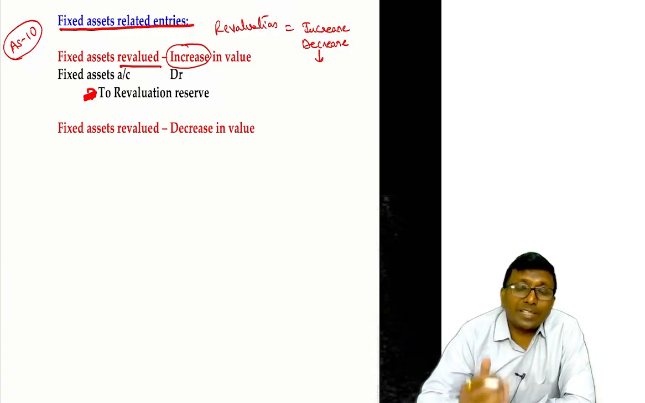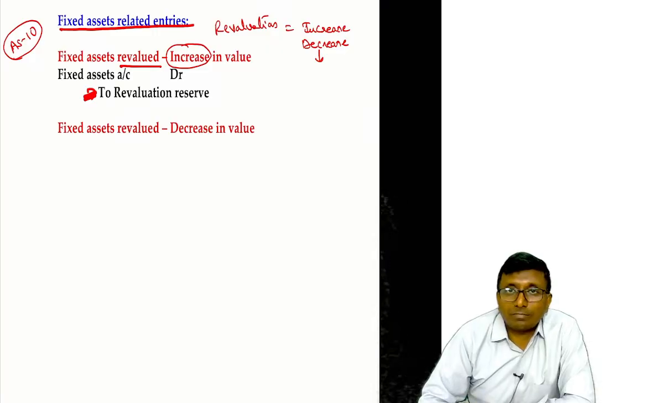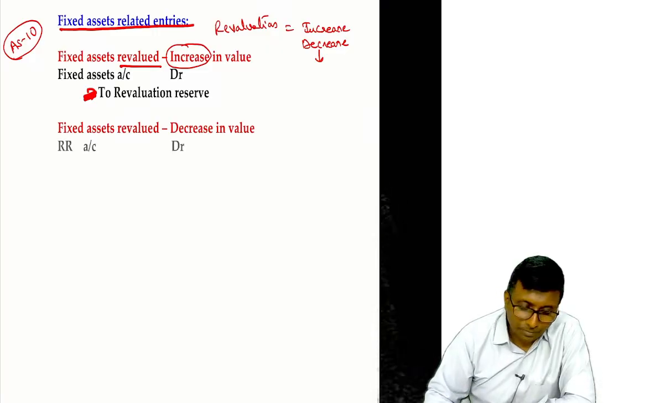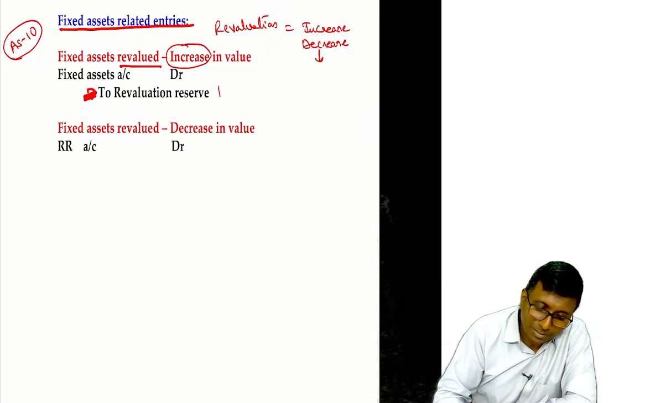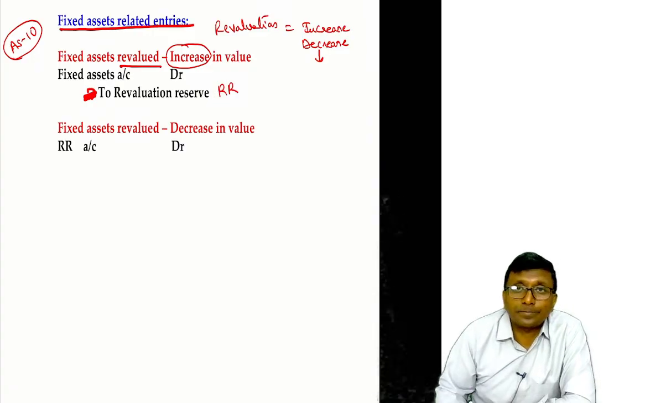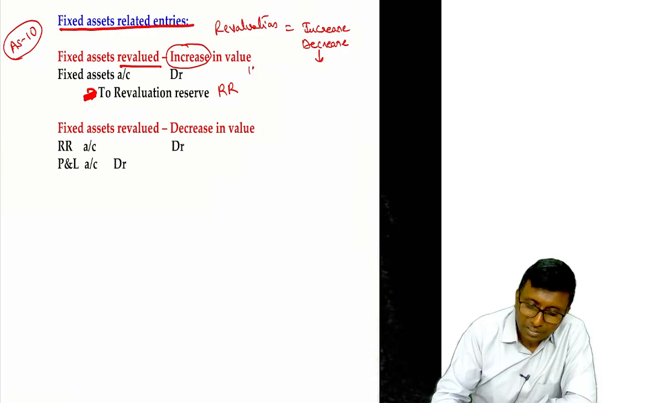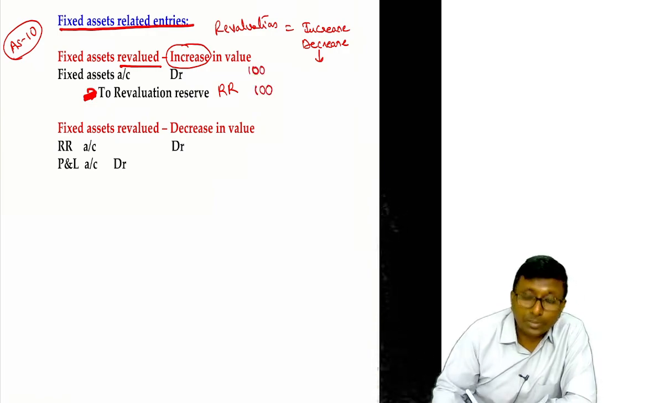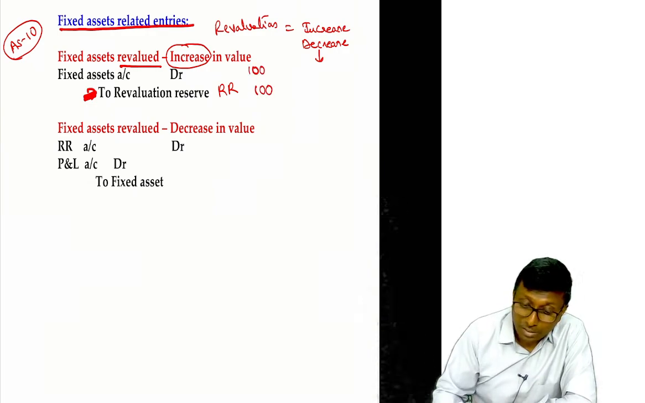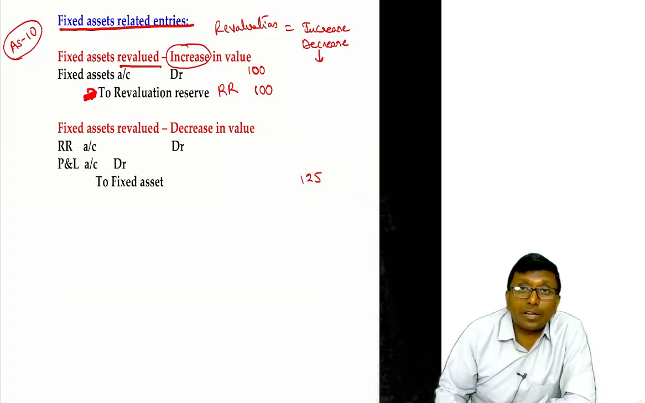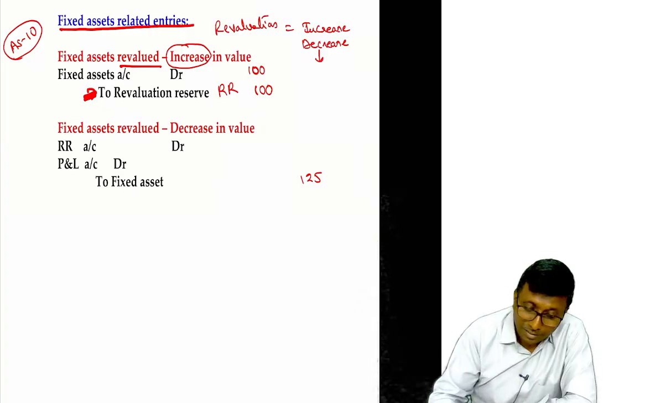Over and above, if the decrease is there, then you debit the profit and loss statement. Like this, first RR. RR means revaluation reserve only, nothing else. Debit RR. Say, for example, first time I have increased by 100 rupees. Later it is reduced by 125 rupees. I am crediting the fixed asset 125 rupees, but I can make the revaluation reserve 0.